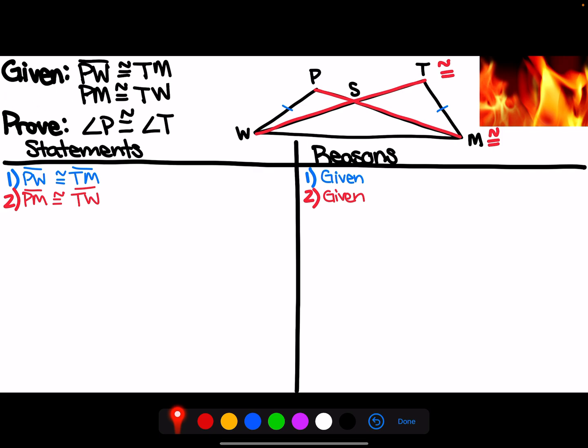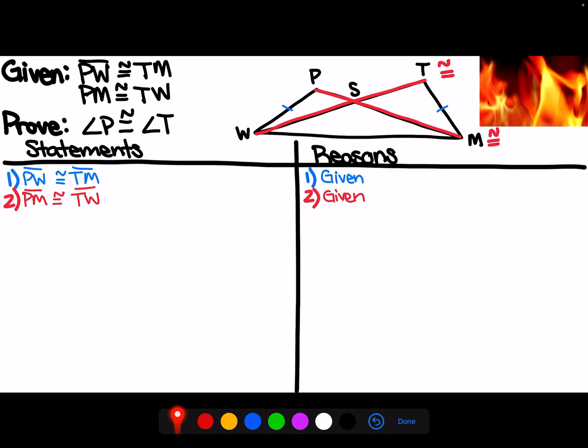Now, from here I can see that PM, this is the whole entire segment here, and WT is also the whole entire segment here. So I'm showing that they're congruent just by writing that it's congruent on the outside. That way I'm not getting confused on, am I talking about PS and ST? Am I talking about WS and SM? What am I talking about here? If I draw these congruency symbols, that's telling me, hey, this entire segment is congruent to this entire segment.